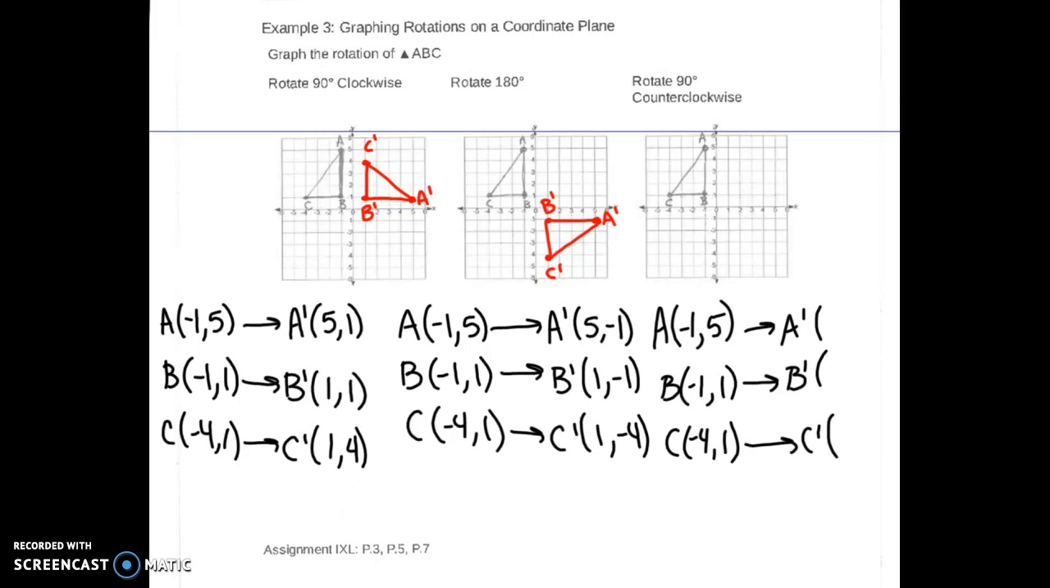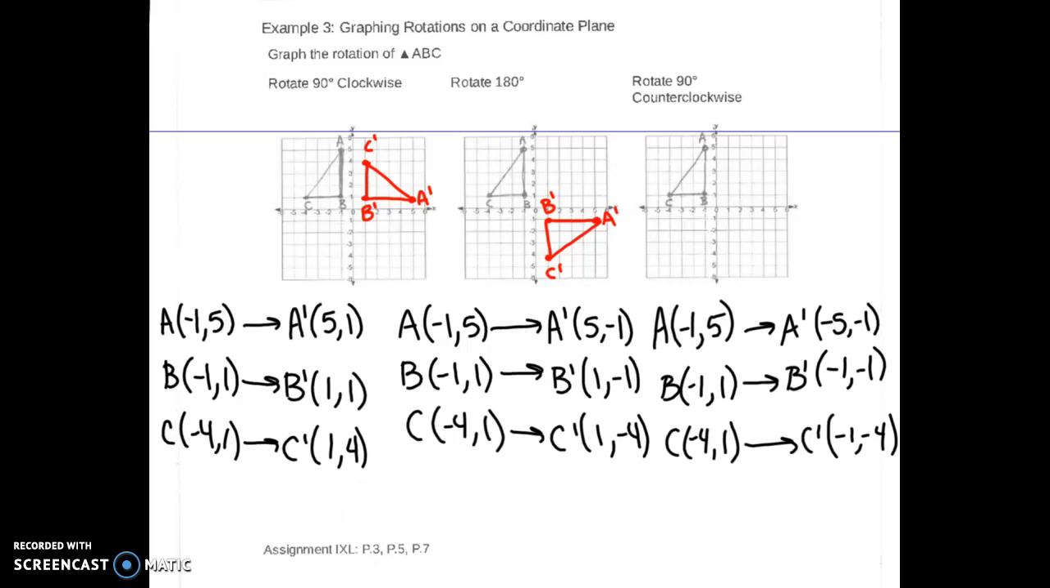So now we're going 90 degrees counterclockwise. We're going to change the order and change the value of our y. So this is going to be negative 1, negative 5, and then change the order. So negative 5, negative 1. Negative 1, negative 1, and then change the order. Negative 1, negative 1. Negative 4, negative 1, and then change the order. Negative 1, negative 4.